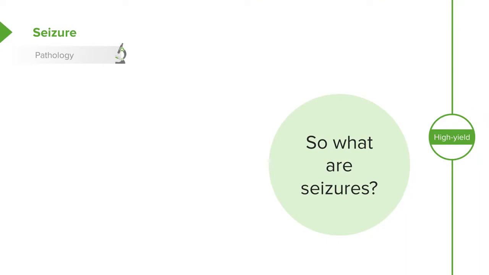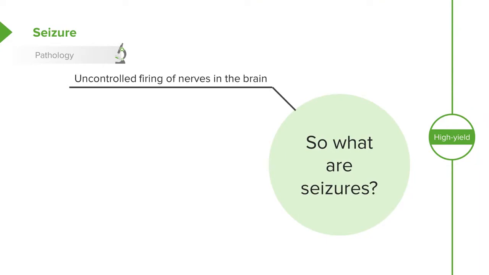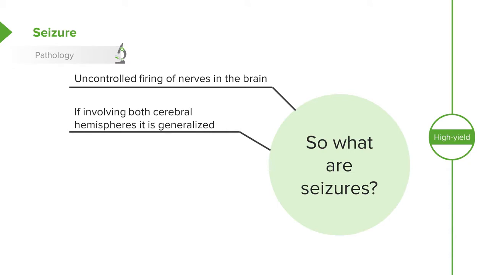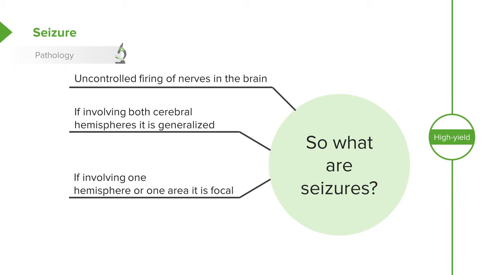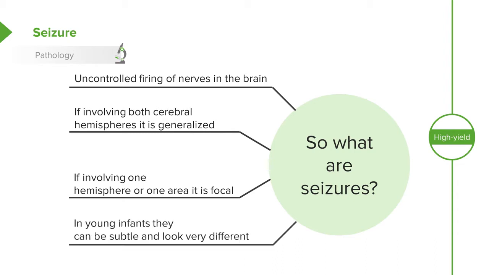In this lecture, we're going to discuss seizures in children. What are seizures? Seizures are an uncontrolled firing of nerves in the brain. If involving both cerebral hemispheres, seizures are generalized. It's the whole body. If involving one hemisphere or one area, it may be focal, involving one extremity or one simple area of the body.